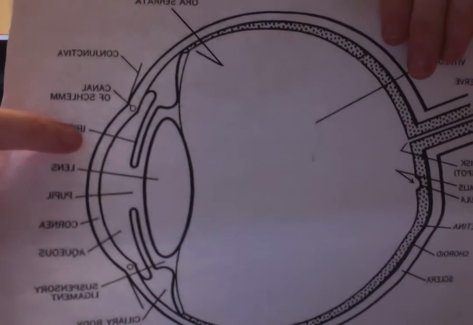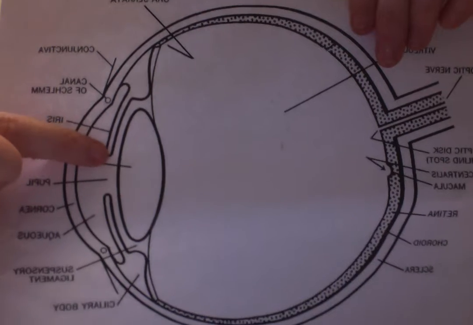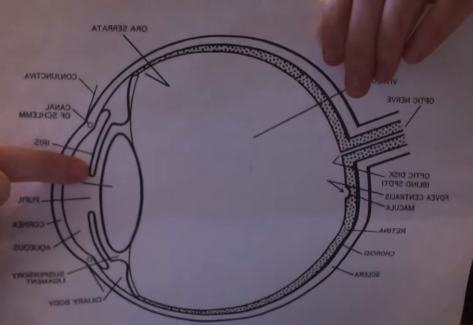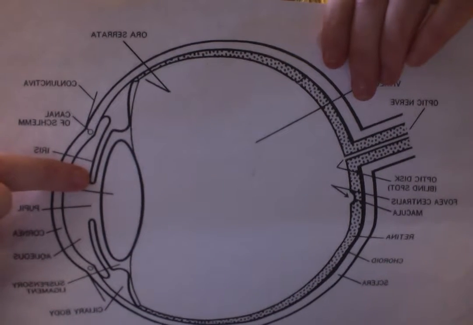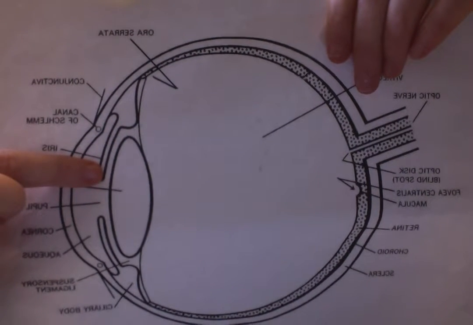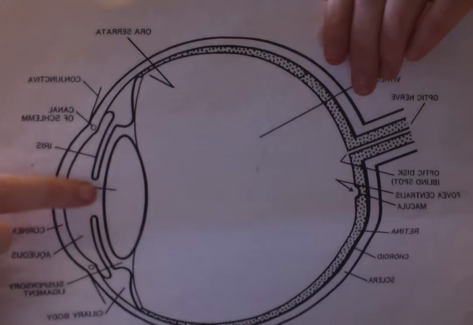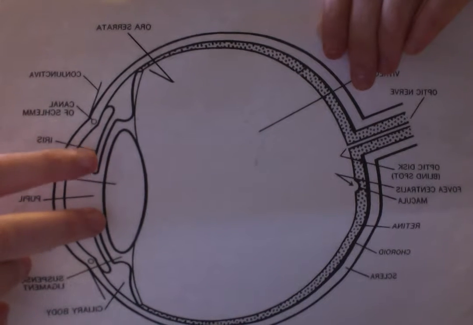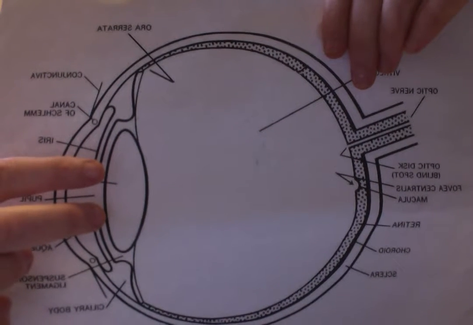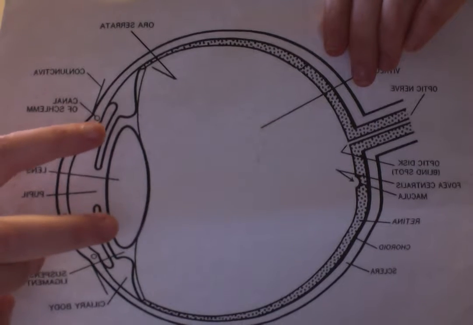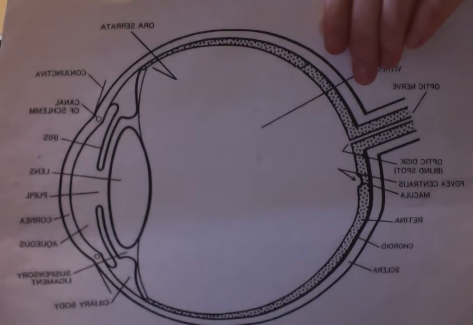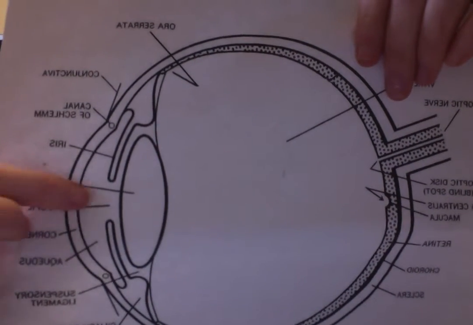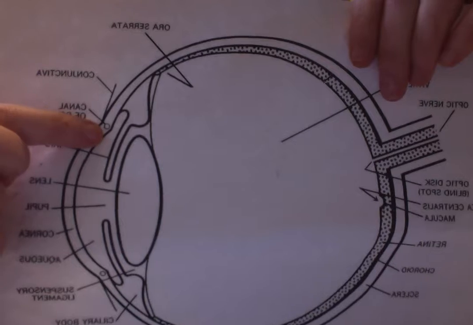Okay, so let's see, iris. Right here's the iris, and that's of course what gives the eyes the different colors. So it's a flat membrane, and the opening here is the pupil. So basically, what the iris does is causes the pupil to either become larger or smaller, which increases or decreases the amount of light that's allowed into the eye. All right, so lens, iris. All right, so I think this is next.